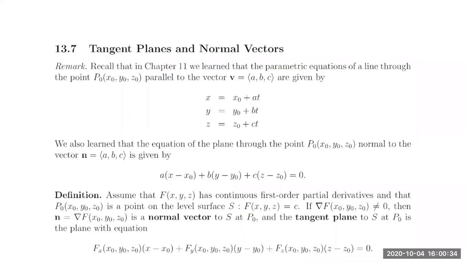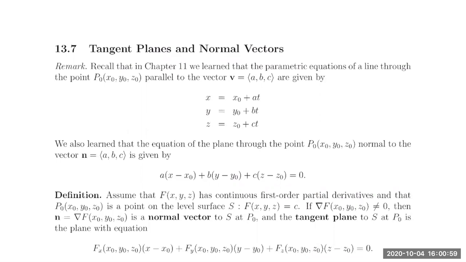For the previous few sections, we've spent a lot of time really understanding how to compute derivatives of multivariable functions. And most recently, in section 13.6, we ended with understanding the gradient. In this section, we're going to expand along our notion of working with the gradient, and we're going to see how it directly relates to finding equations of tangent planes, as well as working with normal vectors.